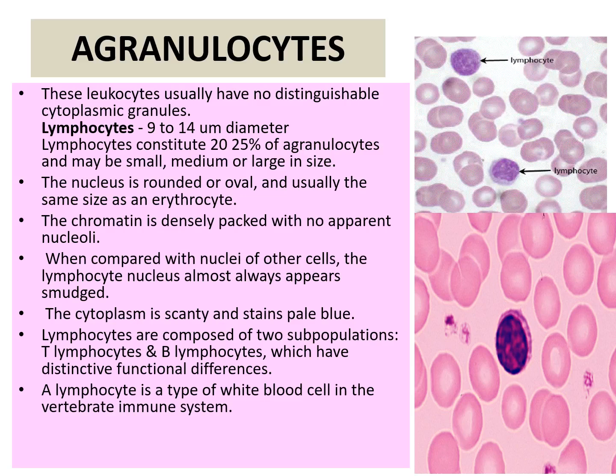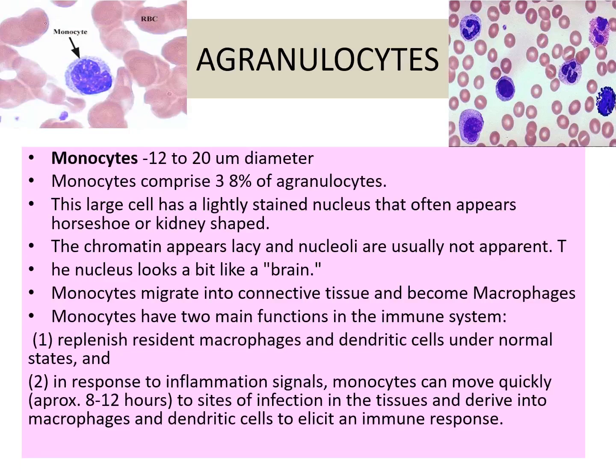The chromatin is densely packed with no apparent nucleoli. When compared with the nucleus of other cells, the lymphocyte nucleus almost appears smudged. The cytoplasm is scanty and stains pale blue. The lymphocytes are composed of 2 subpopulations, T lymphocytes and B lymphocytes. The T lymphocytes are responsible for cell-mediated immune response, whereas the B lymphocytes are associated with the humoral immune response. The lymphocyte is a type of WBC in the vertebrate immune system.